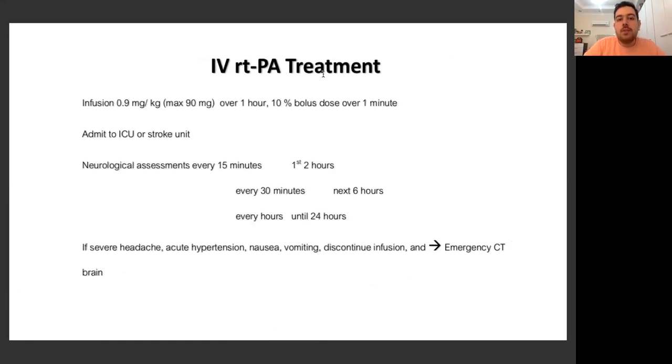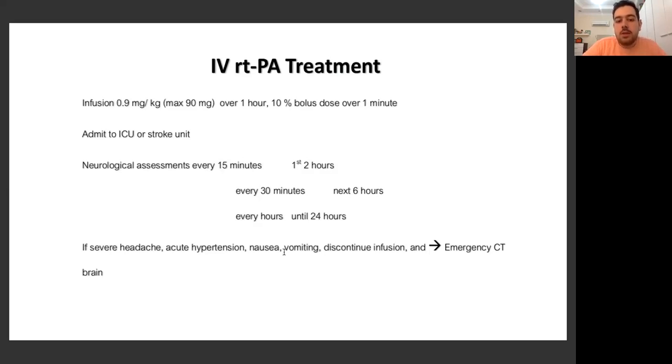Okay, so once you give a TPA, of course, TPA has a lot of advantage if it's an ischemic stroke, but at the same time, you need to make sure that the patient does not develop signs of bleeding, and there is no transformation into hemorrhagic stroke. So you need to do a neurological assessment every 15 minutes for the first 2 hours, every 30 minutes for 6 hours, and then every hour until you complete the first 24 hours.